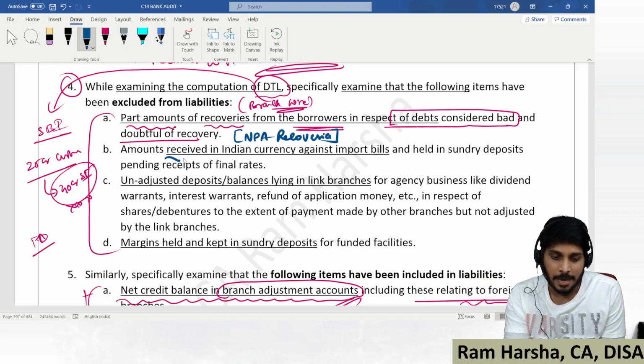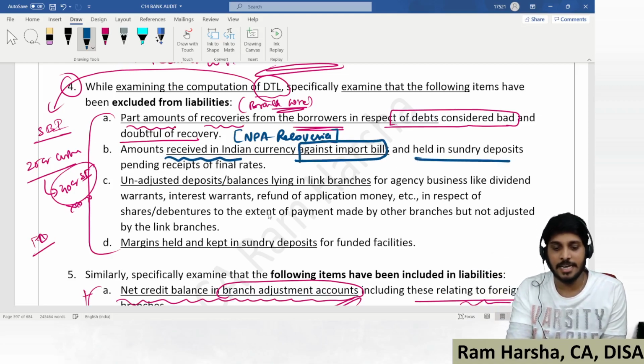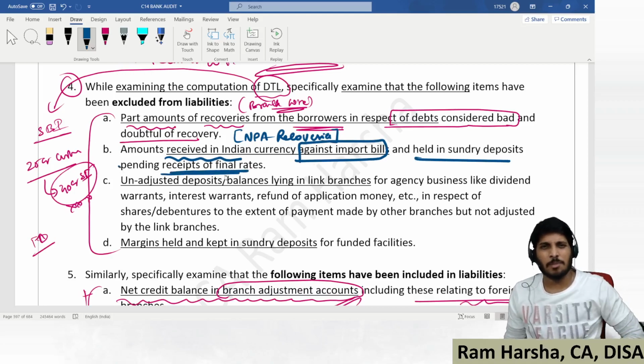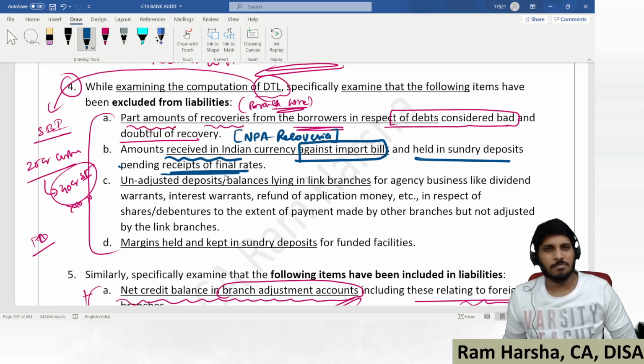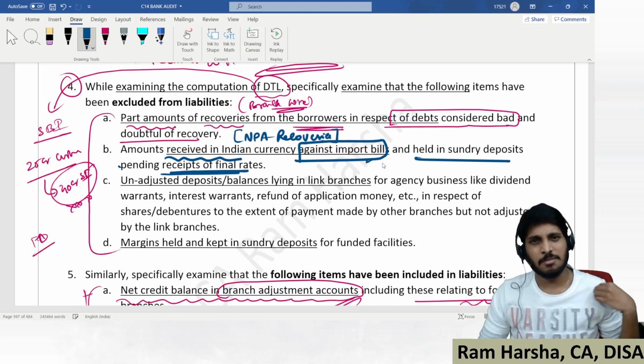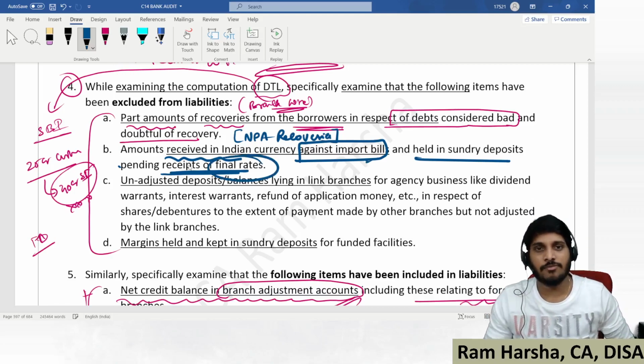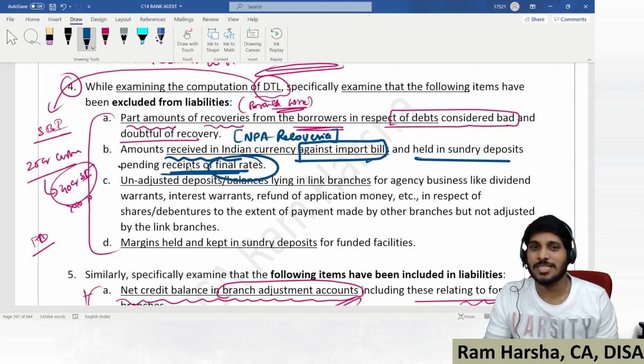Second one: amount received in Indian currency against import bills held in sundry deposits, pending receipt of final rates. Some forex rates are pending. Because of that, some import bill related money is there with the bank, but they need not pay right now because final rates of exchange were not yet decided. Banks are still keeping it with them.